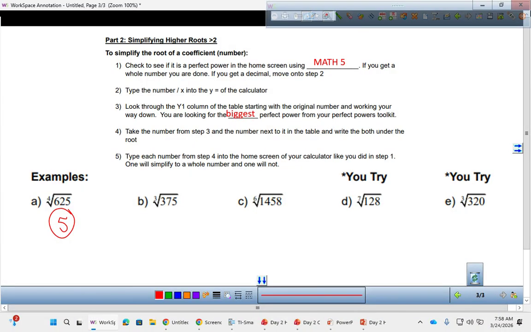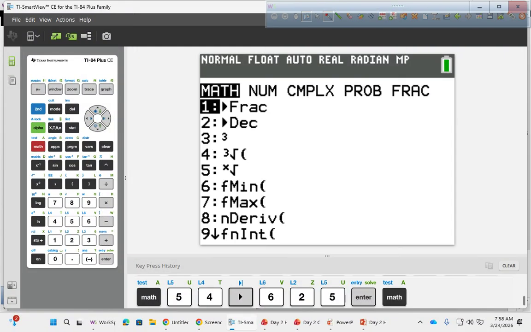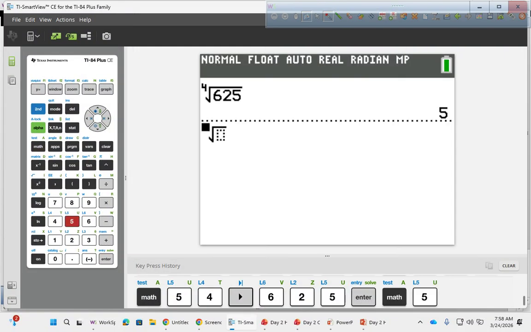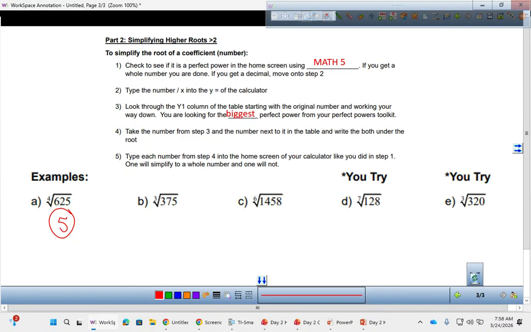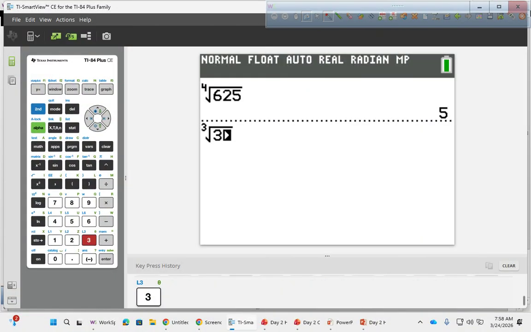For the second one, it's a 3rd root of 375. So I need the number on the outside to be a 3 now, not a 4. So I want it to look like this. So if I'm typing this into my calculator, I'm doing a math 5. And that number on the outside, whether your calculator defaults it to something or not, you want to arrow over and you want to change it to a 3. And then 375 is going to be on the inside.